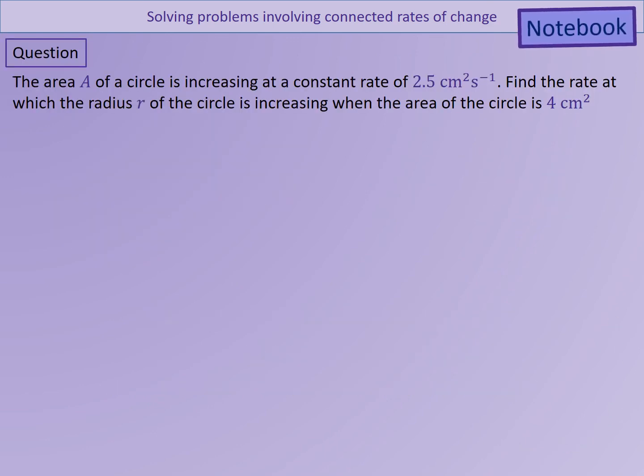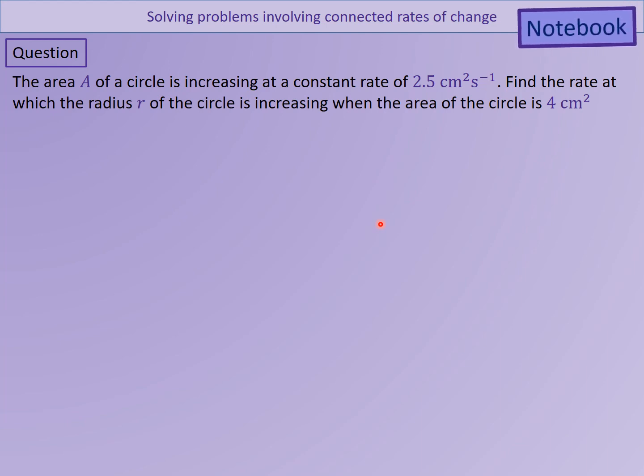Okay, so in your notebooks then please, just to have a go at writing this question down. The area A of a circle is increasing at a constant rate of 2.5 centimeters squared per second. So it's a case of making sure that you can read that language, per second. So I've got a change in area over a change in time right there. Find the rate at which the radius of the circle is increasing when the area of the circle is 4 centimeters squared. Okay, so I'll pause, give you a chance to write it down.